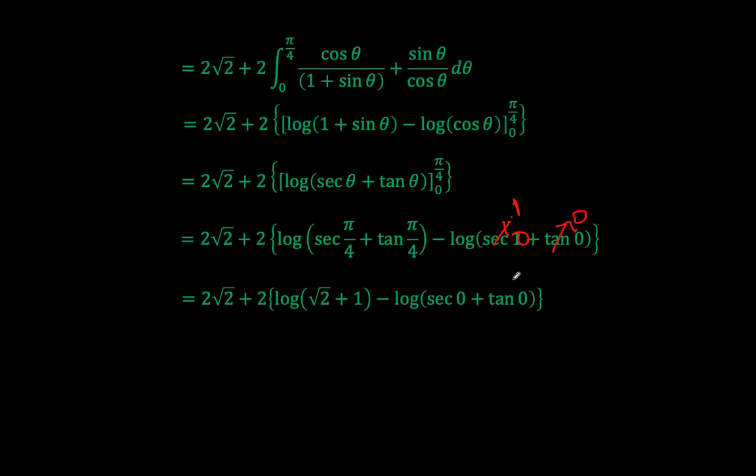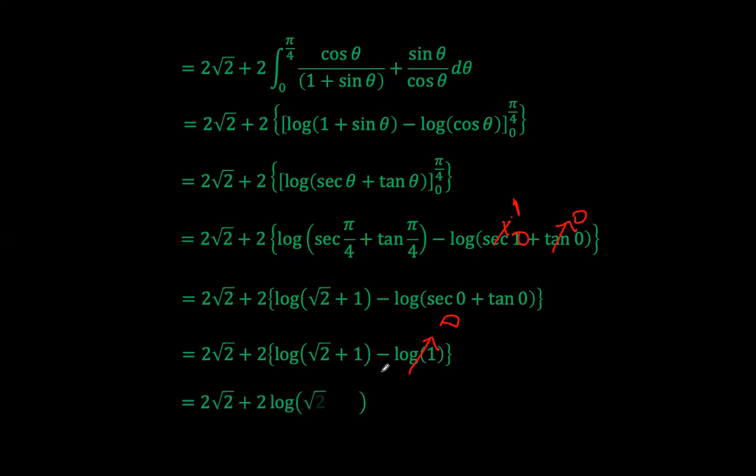So log of 1 is 0, so that goes to 0. This goes to 0. Okay. And then sec of pi over 4, we found it to be root 2. Tan of pi over 4 is 1. So we have 2 natural logarithm of 2 square root of 2 plus 1. And that is the value we get from integrating the square root of y squared plus 4 from 0 to 2.